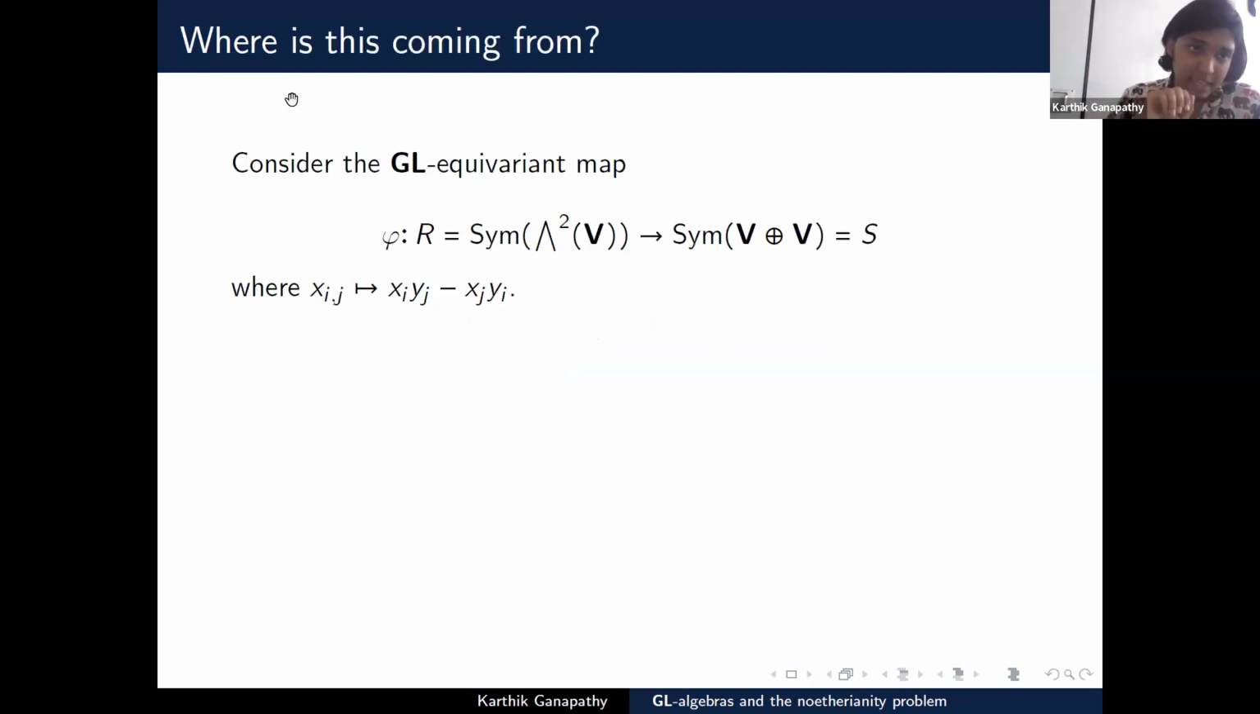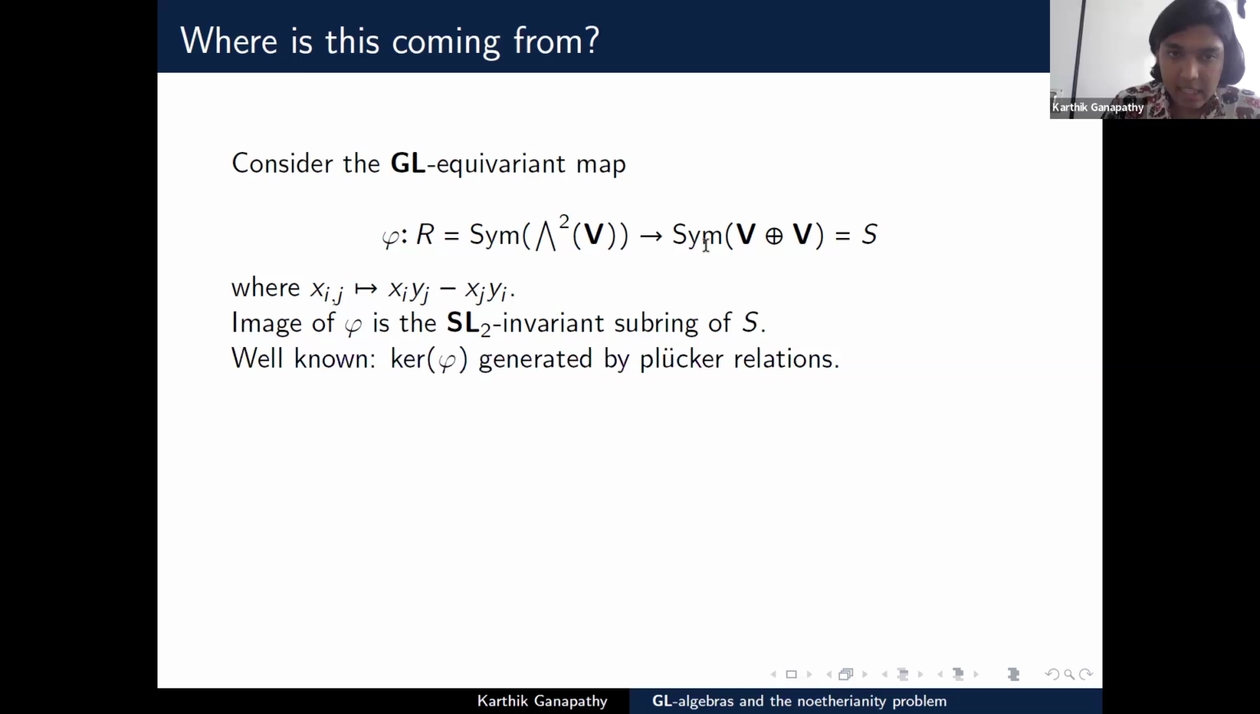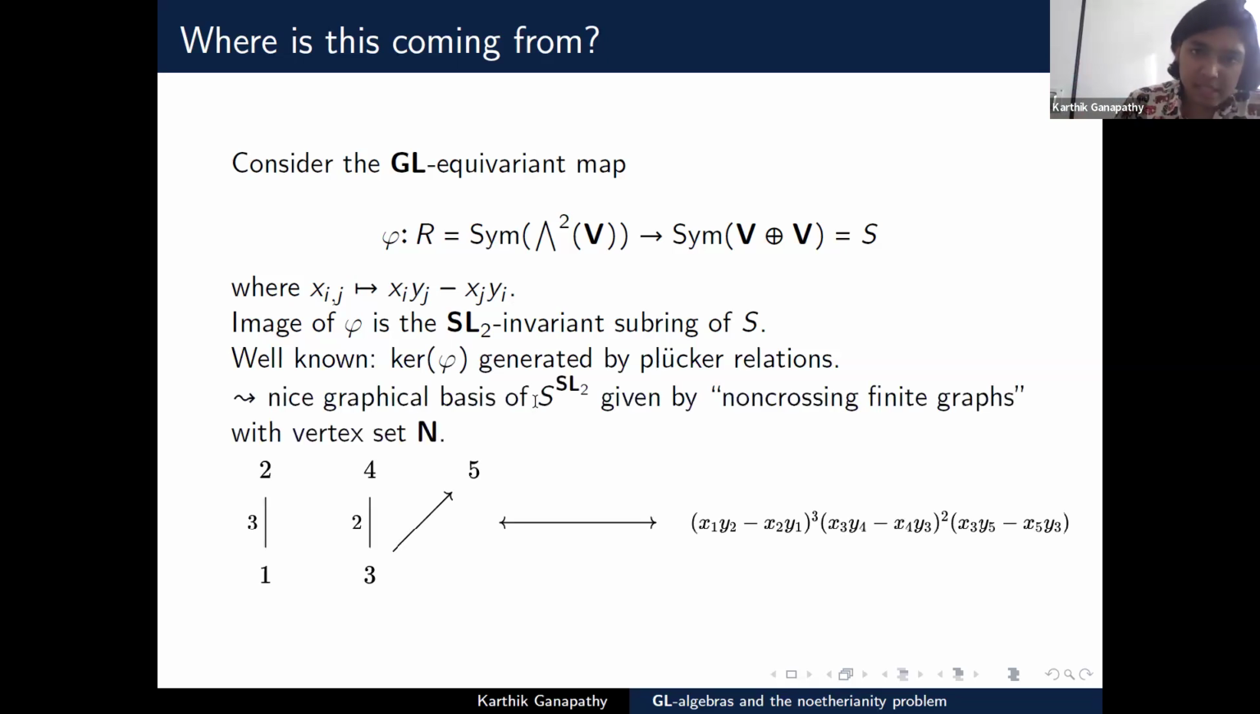So this example is actually coming from invariant theory. If you look at the GL equivariant map from Sym wedge 2 of V to Sym V direct sum V, where xij maps to xi yj minus xj yi, the image of this map is the SL2 invariant subring of S. And it is well known that the kernel of this map is generated by the Plucker relations in any characteristic. Essentially, this goes back to classical invariant theory. Everything that I'm saying here is from at least the 1890s, but probably even before.